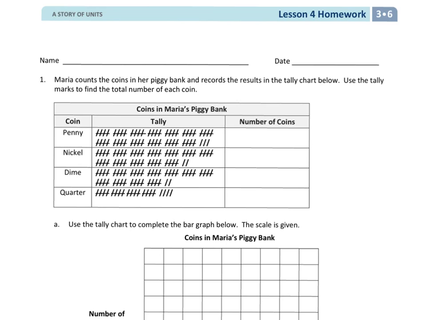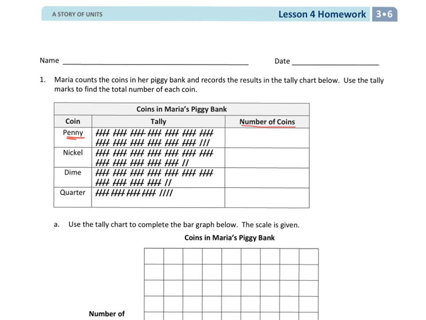Number 1 says, Maria counts the coins in her piggy bank and records the results in the tally chart below. Use the tally marks to find the total number of each coin. So this isn't the value for the pennies, it's how many actual penny coins there were. So this is number of coins, not value or how much she has.